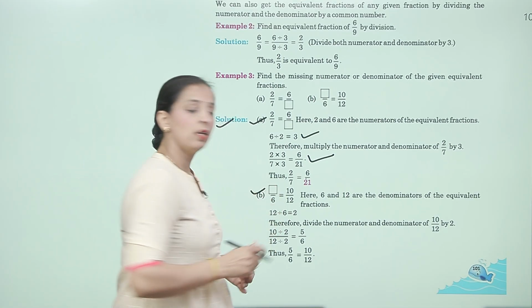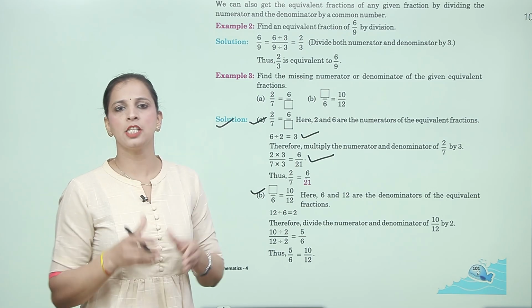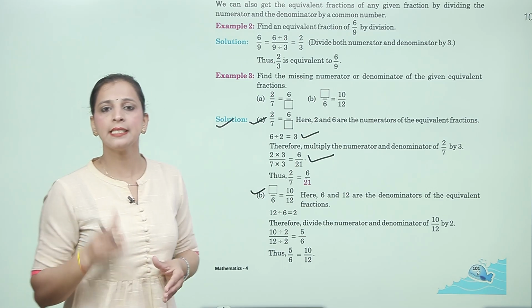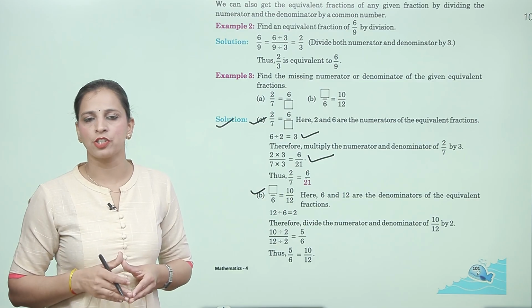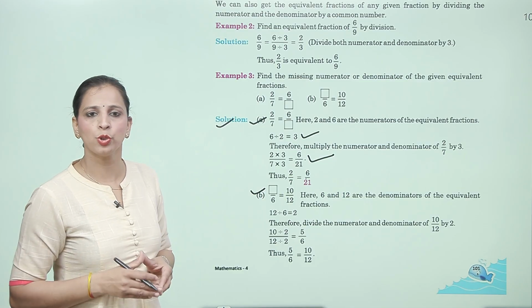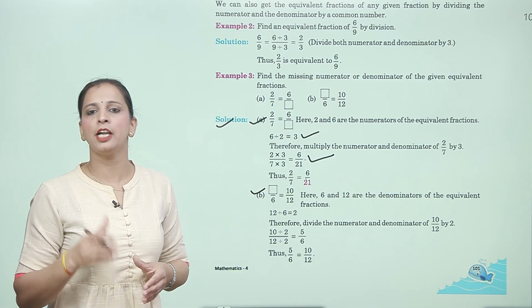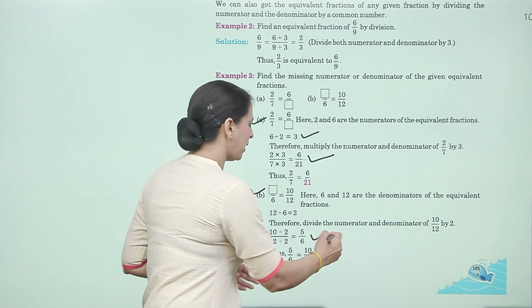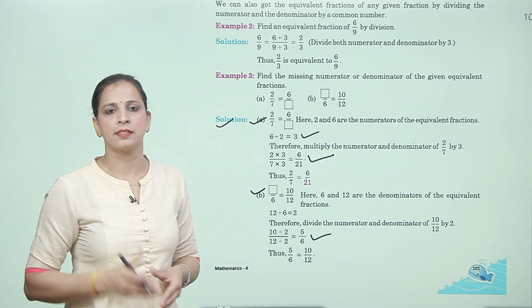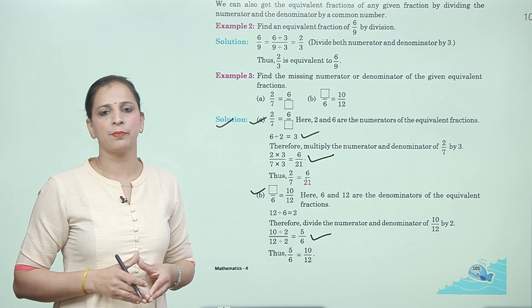Now, B part, missing fraction upon 6 is equal to 10 by 12. Here, 6 and 12 are the denominators of the equivalent fractions. Now 12 divided by 6 is equal to 2. Therefore, divide the numerator and denominator of 10 by 12 by 2. When we divide by 2, we get 5 by 6. Thus, 5 by 6 is equal to 10 by 12.